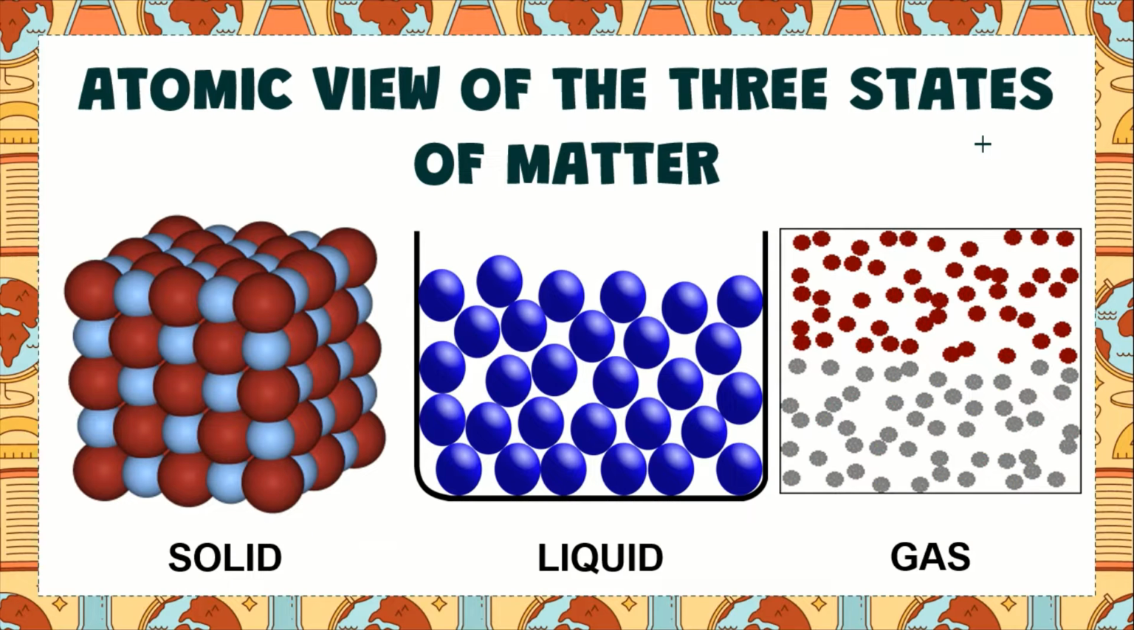Now these are the atomic views of the three states of matter. For solid it is this one. All atoms are closely packed. For liquid, all atoms are not closely packed and they are neither fully apart. In gas, the atoms are fully apart.